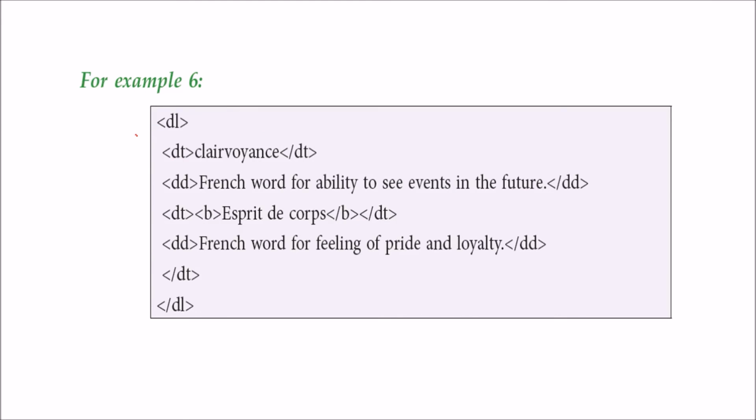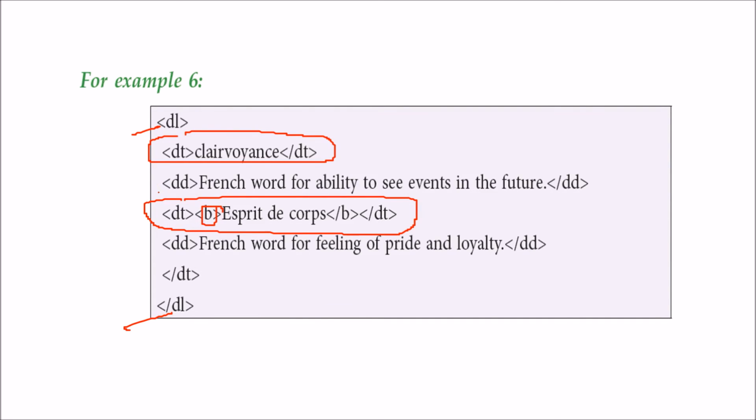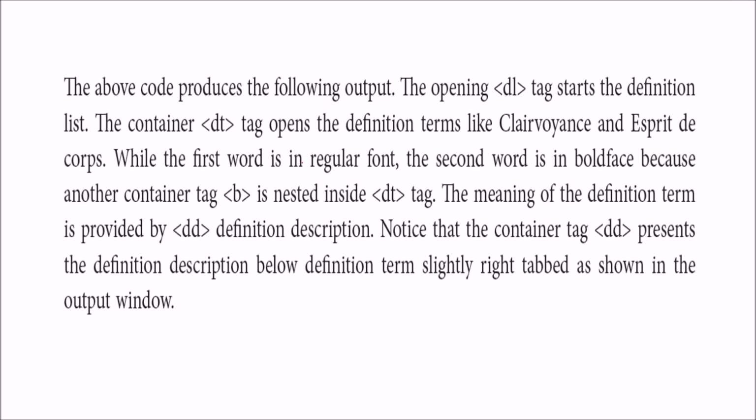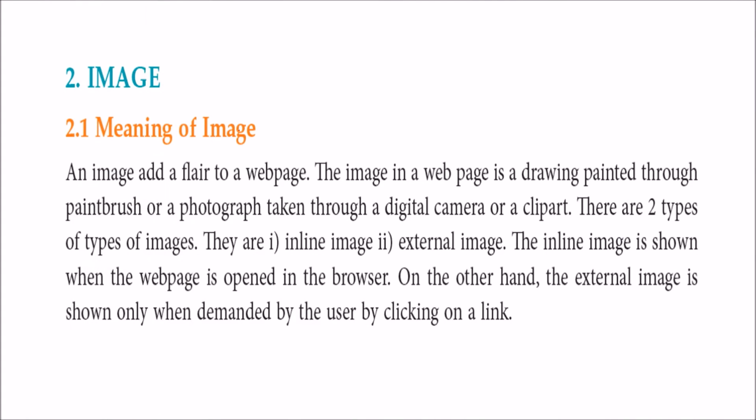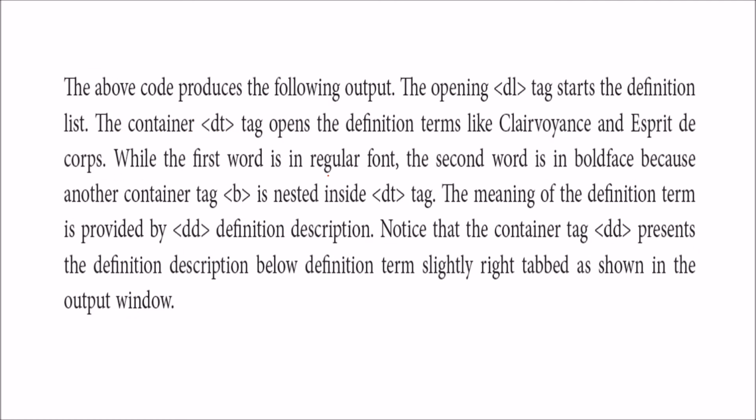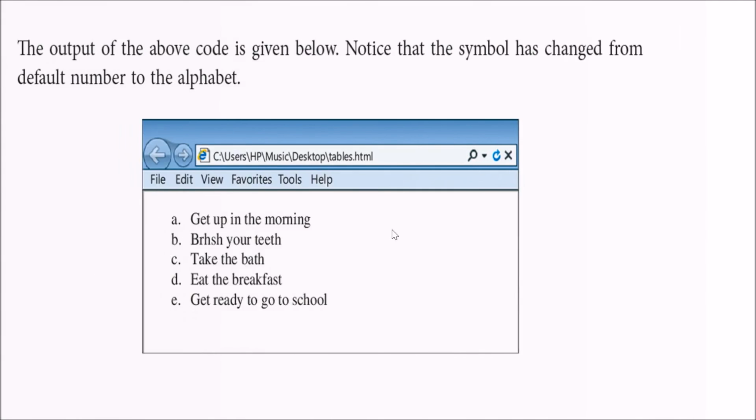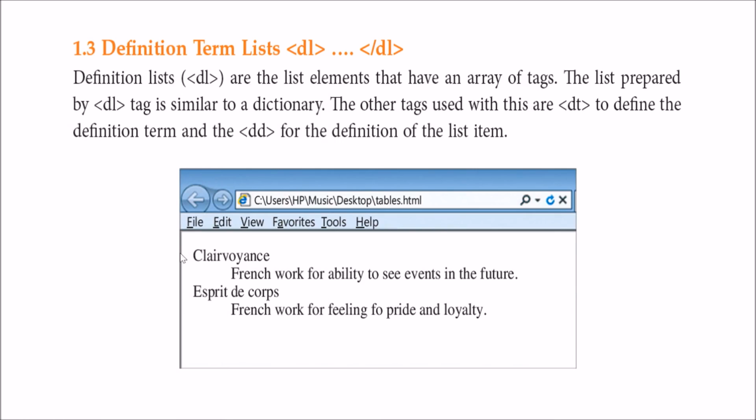So how to make a list like this? You have to start with a DL, end with a DL, and the data term has to be given like this. If you want to make it bold, you can make it bold also. After this, you have to have the definition. So this is the definition. This is going to be shown like this, as I just told you. I'll show it again. This is the final result. This is how you are going to see it. You will see this in the glossary, at the end of most books.